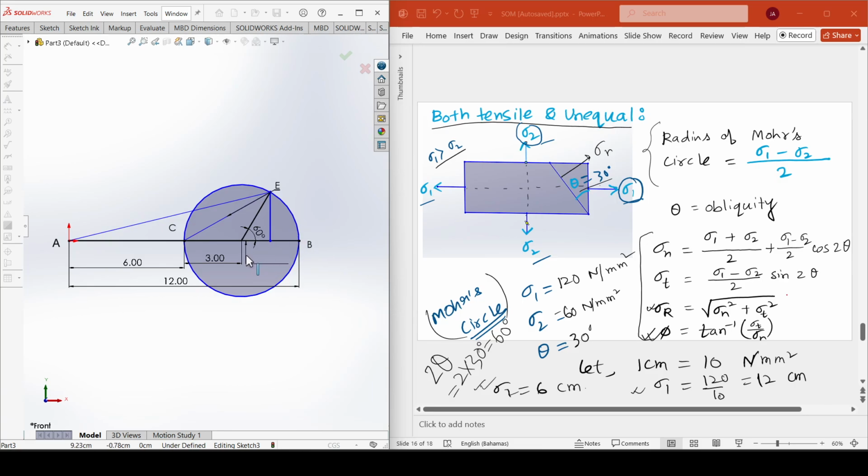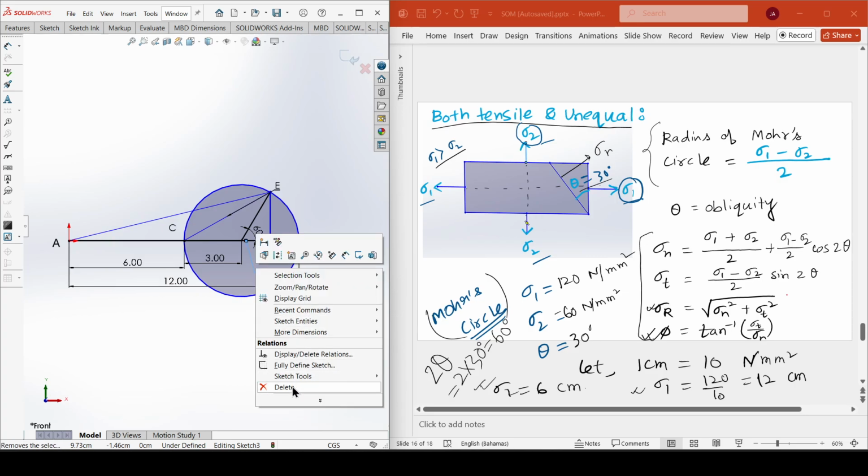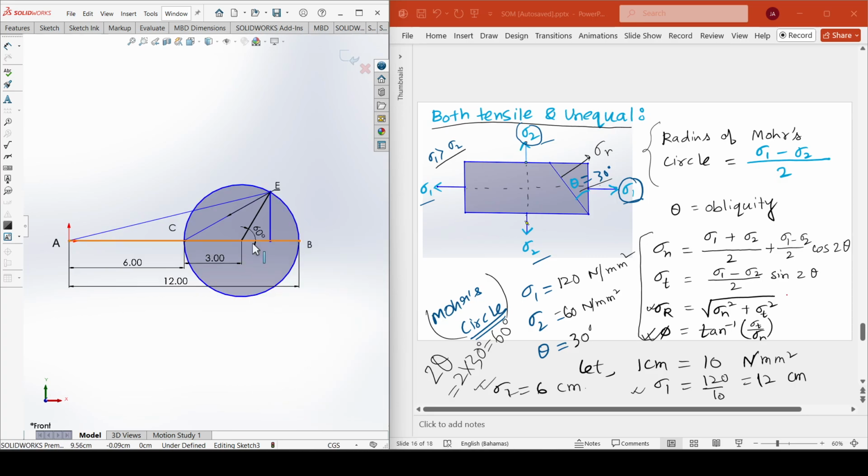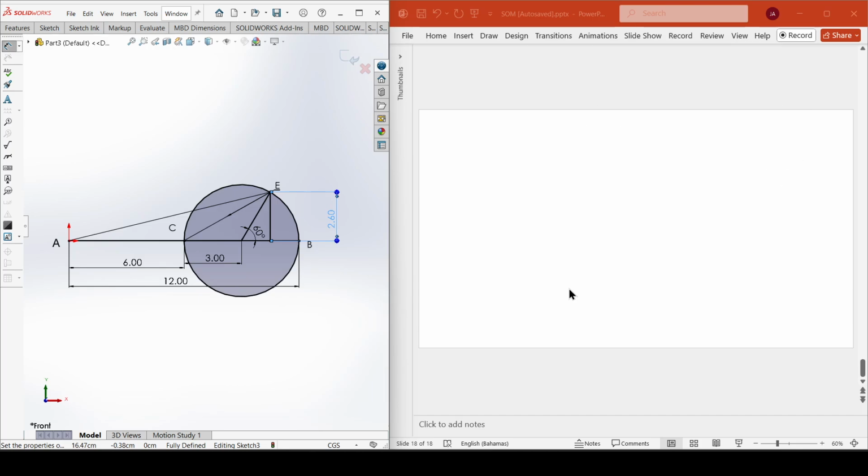The name of this point is O. Okay. So you have also got the name for that point as well. Now you can do one thing, just measure this length. Okay, this length you can see. You just measure this length. This is 2.60. Okay, I am not going to modify it. This length is your tangential stress. Okay, you can see that I have found the length. So this is your tangential stress. Sigma t is equal to 2.60 centimeter.